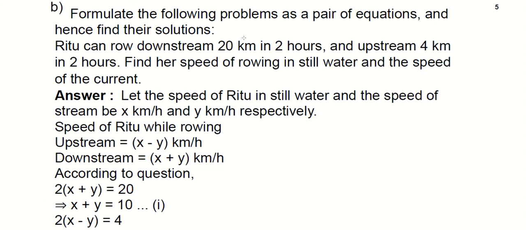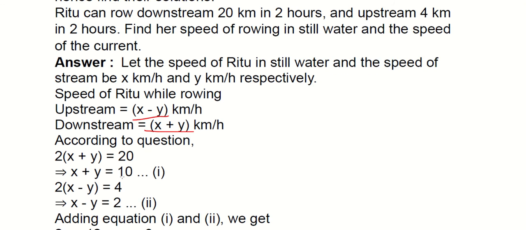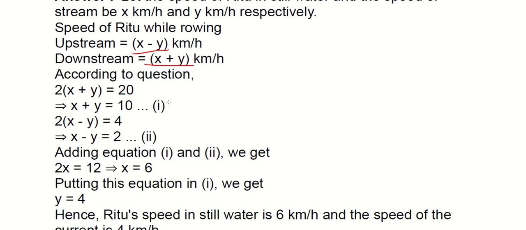So next, Ritu runs downstream 20 kilometers in 2 hours, upstream 4 kilometers. Okay, so upstream means x minus y, downstream means x plus y. Only thing, you have to remember this properly. So 2 into x plus y equals 20, then x plus y equals 10 comes. Same method, upstream is 2 into x minus y is 4 kilometers. Then this becomes equation 2. Then solve these two equations 1 and 2. You get x value, y value. That's it.